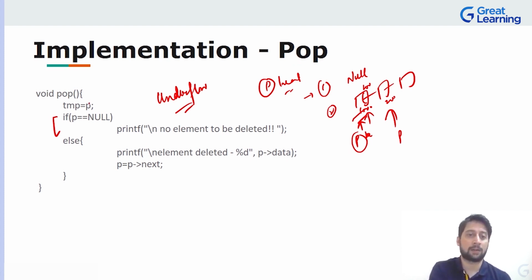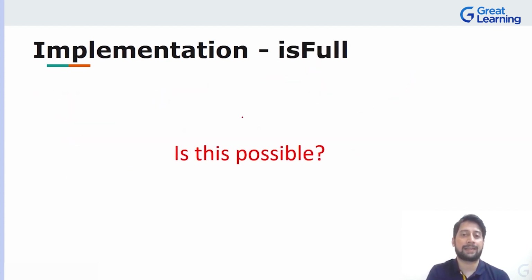Okay, and obviously if we are changing, or we can use this temp when we have to traverse. So this is how you implement pop using a linked list. Now let's try to understand is full.